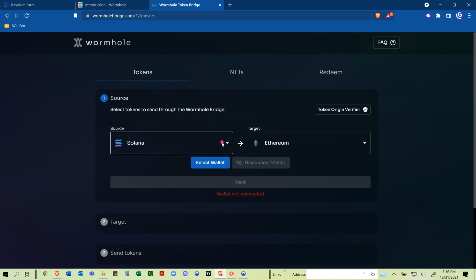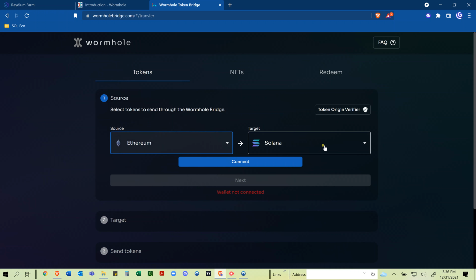And you can do this backwards. So I'm going to refresh this, and say you want to send from Ethereum to Solana. The process would just be reversed. So we're going to connect our MetaMask wallet first and then send it to the Solana blockchain, and then we would choose what token we want to send.